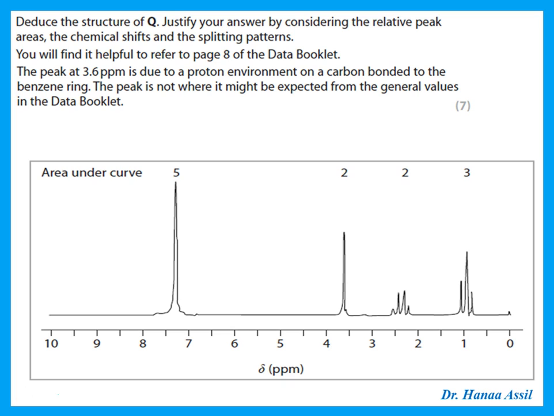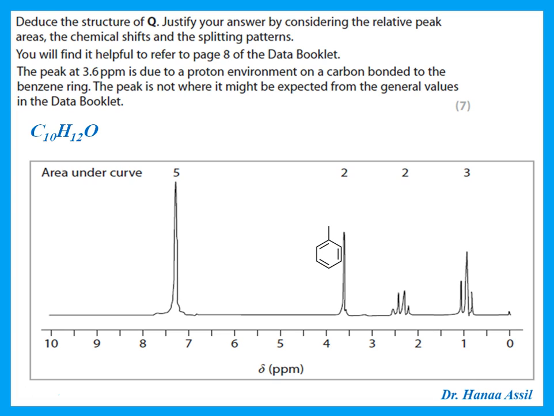And he's telling me that the peak at 3.6 is due to a proton environment on a carbon bonded to a benzene ring. So we know that this is the formula that we just calculated, C10H12O. We know that the peak at 3.6 is due to a benzene ring. So I have a benzene ring attached to something.